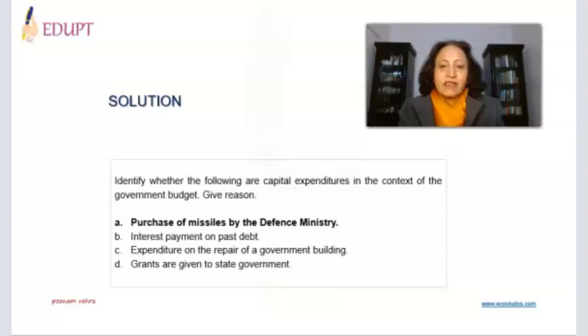Please check your answer. The correct answer is option A. That is the purchase of missiles by the Defense Ministry, because it is addition to the assets of the government. Rest all options are a part of revenue expenditure, whether it is interest payment or repair and maintenance or grants given to the government. So option A is the correct option.